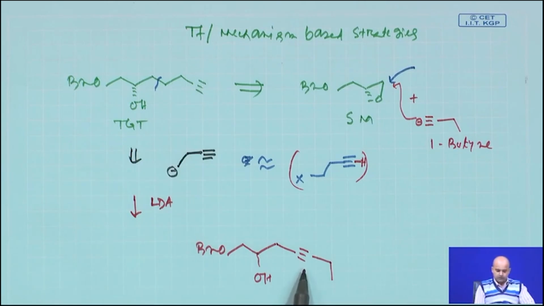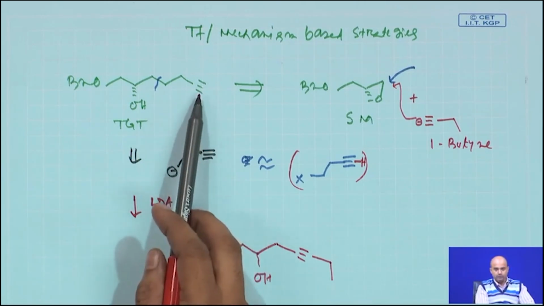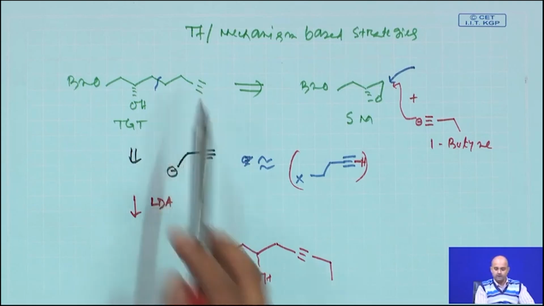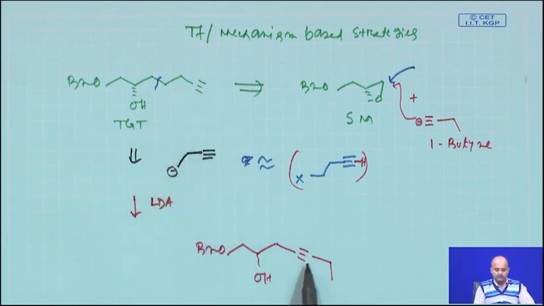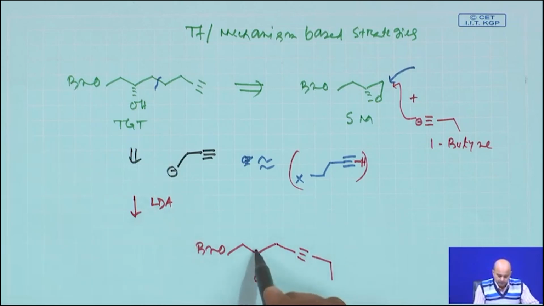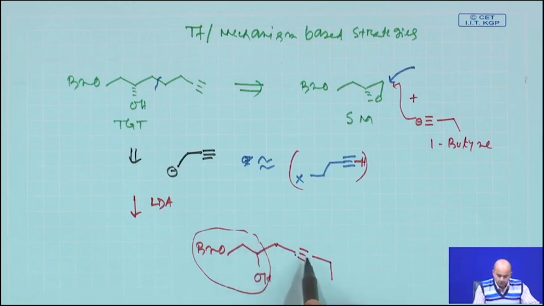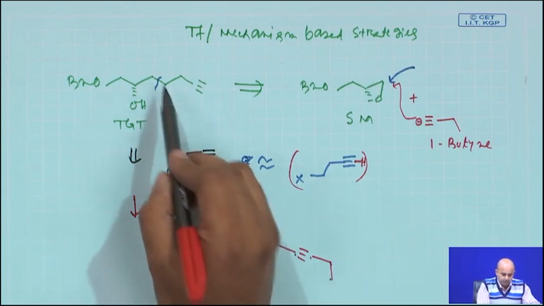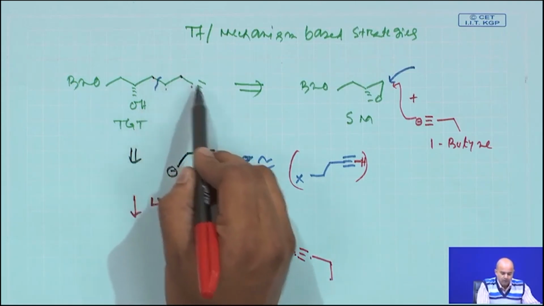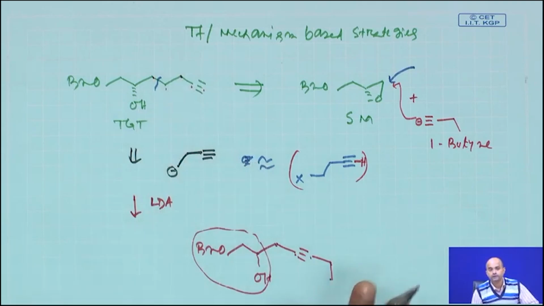Then you are in doubt: sir, your target molecule has a terminal acetylene, and you have generated an internal acetylene. Okay, do not worry, just count the number of carbons, this part is fine, this part is fine. Basically 1, 2, 3, 4, 5, 1, 2, 3, 4, 5. So, the number of carbons is absolutely the same.